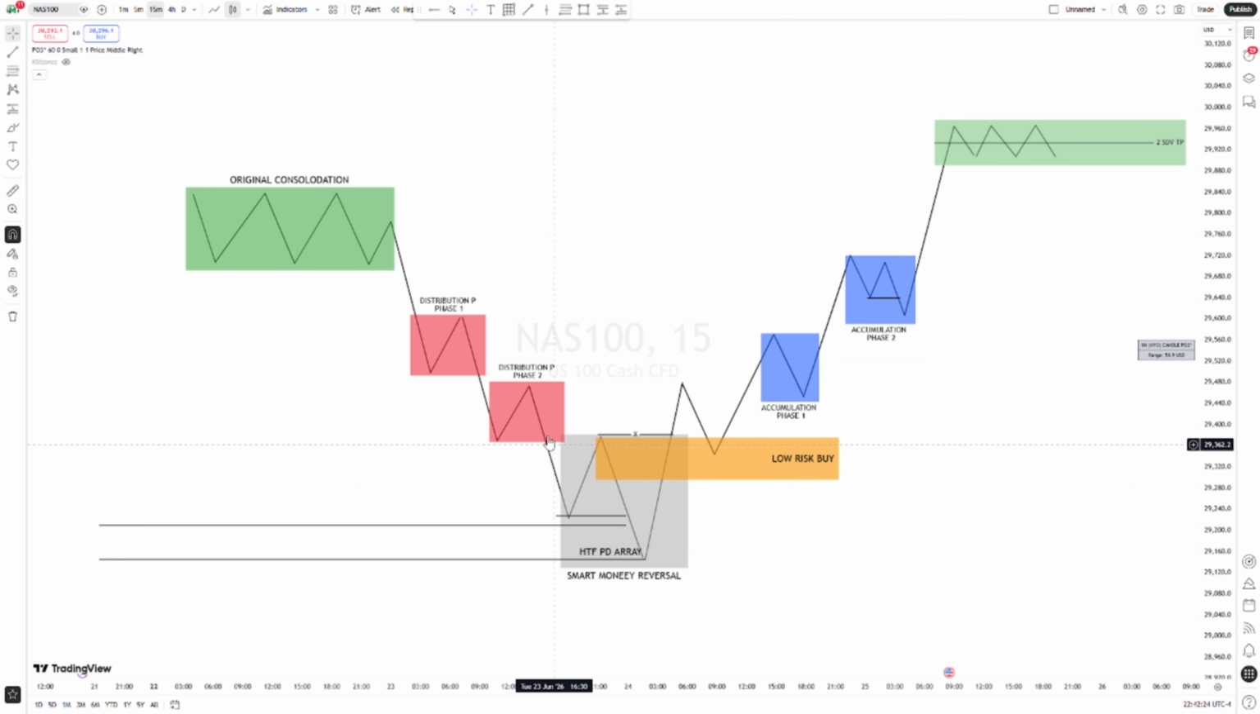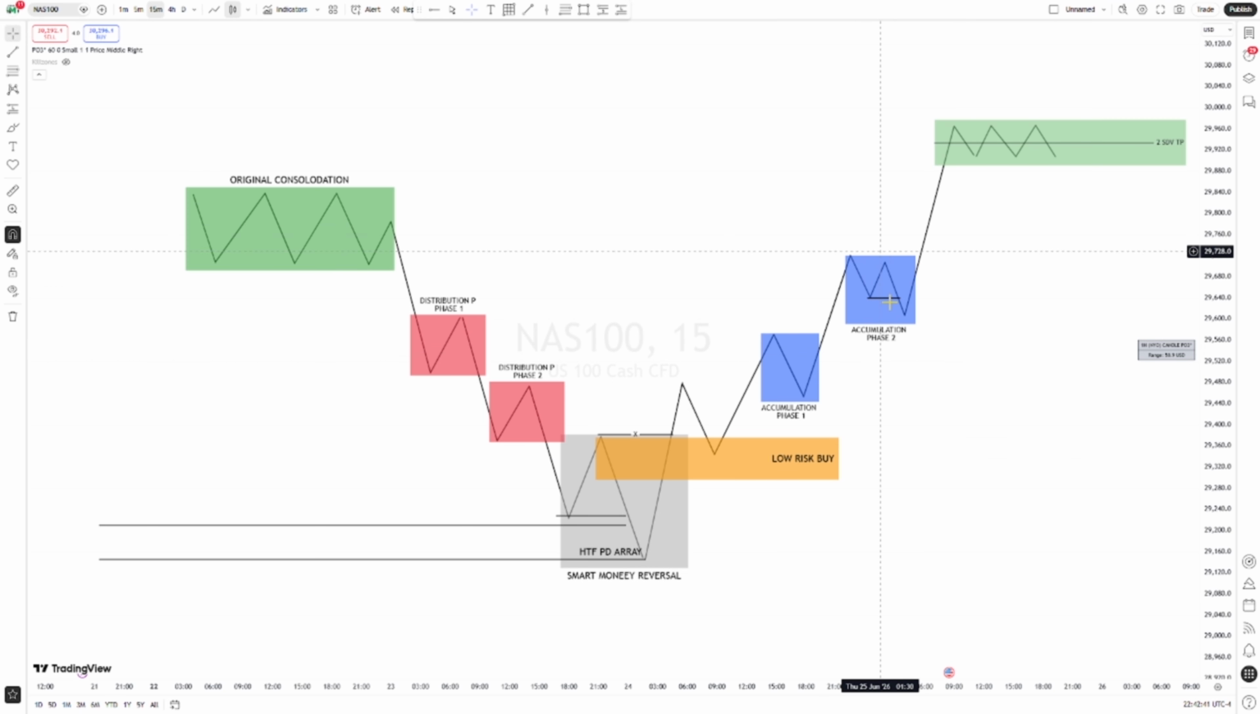And what do we see? We can see that over here we have our high that price took. Now we want to see price being supported by that high. These distribution phases act as our mitigation. You can look for mitigation blocks over here and then align them with your phases.